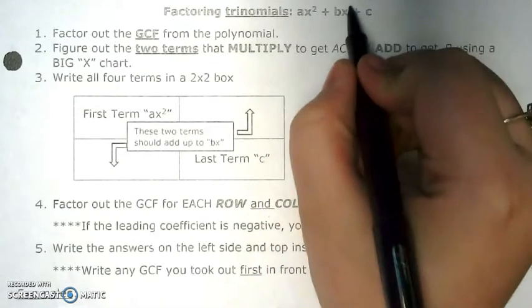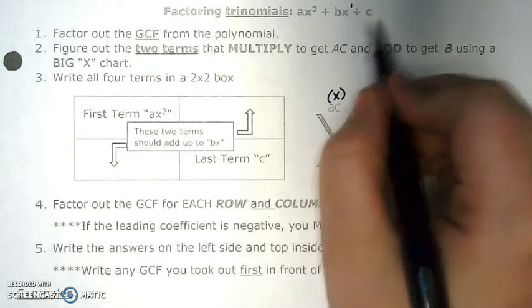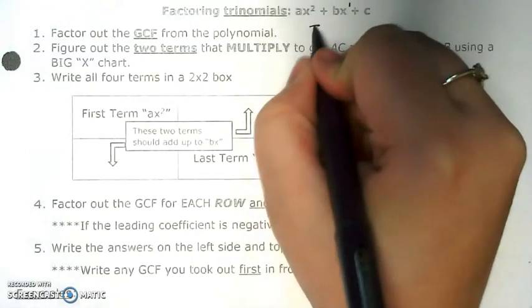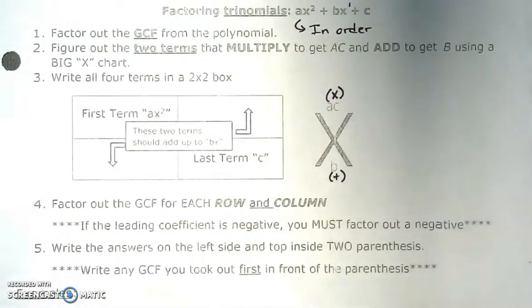This is x to the first, and this one does not have any x, or x to the 0 power, and this is where our constant should be. So the very first thing is that you have to put them in order. So that's how we start these problems.